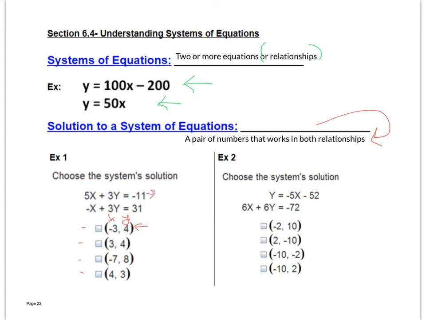So in this one, if I put it in, I get 5 times negative 3 plus 3 times 4. And let's see if that gets me negative 11. Well, that's negative 15 plus 12. Yeah, that's not negative 11. That's wrong. So it can't be that. All right. So we move on to the next one.